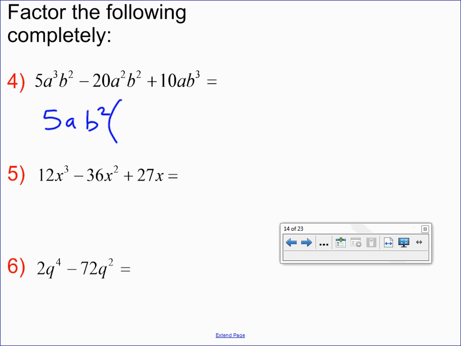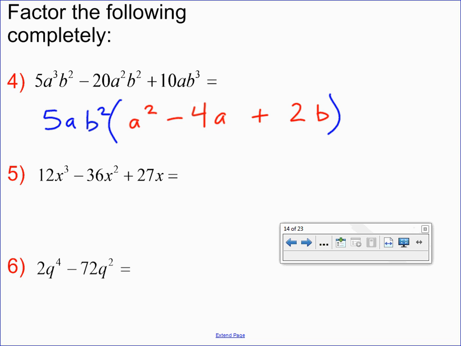And what would remain inside? Well, we'd still need a squared minus 4a and then plus 2b. And I think that's everybody. So it looks like after factoring out the greatest common factor, we still have a squared minus 4a plus 2b. What kinds of questions do you have at number 4?